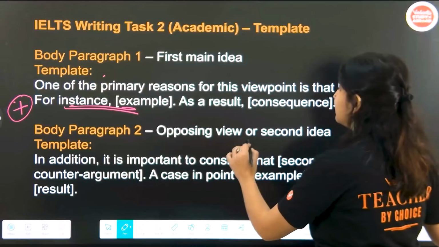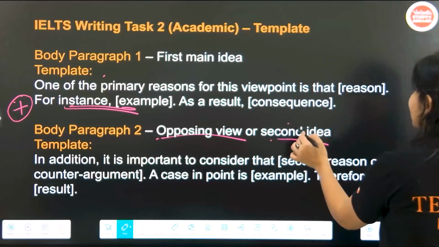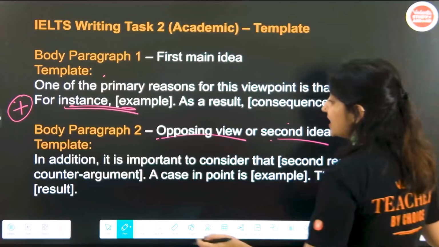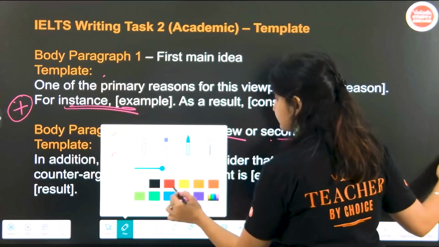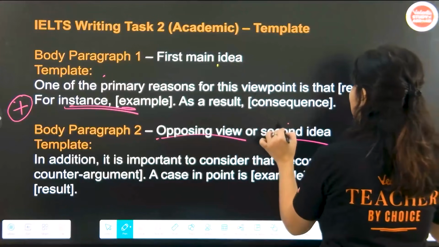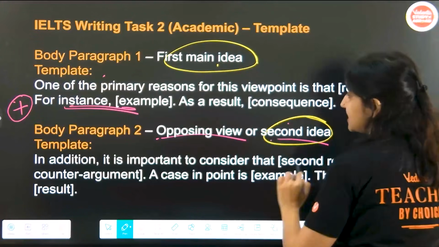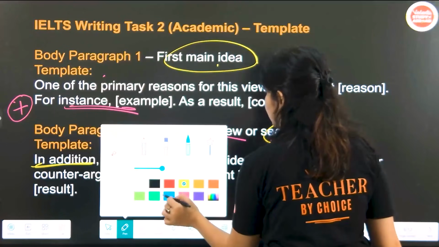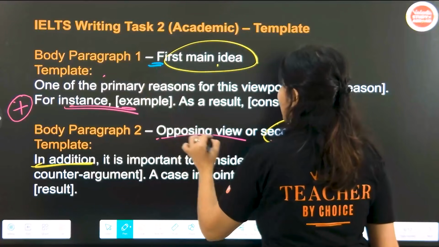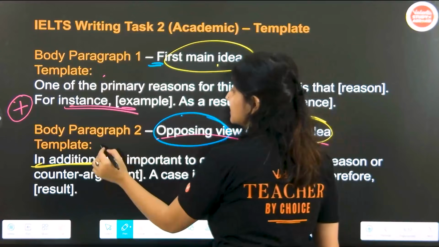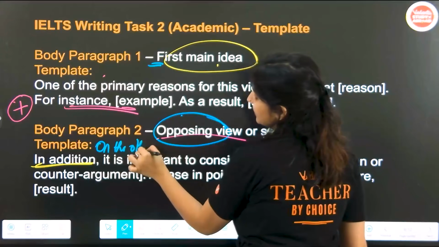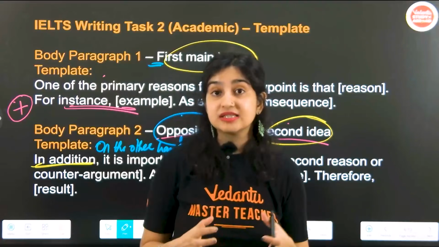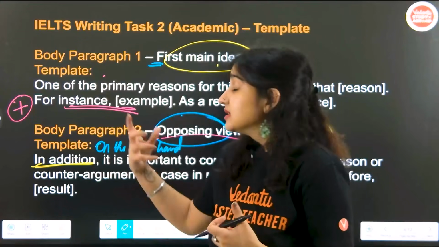Now body paragraph 2 will give the opposing view or second idea. Now the second idea will be adding to the first main idea, the opposing view will be in conflict with it. So here we can have a few different starters. For example, if the first main idea and the second main idea is what you're presenting, then in addition works perfectly fine. But if you have a first main idea and an opposing view, then instead of in addition, you can say on the other hand. All right, so you can play around even in this template with your starting sentences, starting phrases.